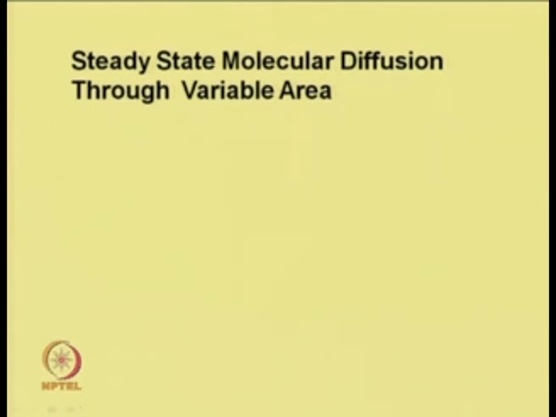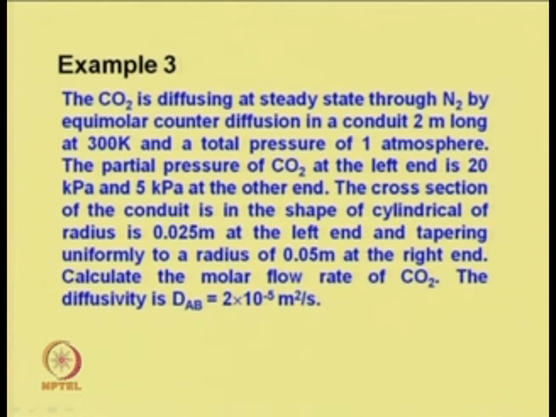Now, let us consider this example where carbon dioxide is diffusing at steady state through nitrogen by equimolar counter diffusion in a similar conduit of 2 meter length at 300 Kelvin and at 1 atmosphere pressure. The partial pressure at the left end is 20 kilopascal and 5 kilopascal at the other end. The cross section of the conduit is cylindrical, of radius 0.025 meter at one end, and at the other end the radius is 0.05 meter. We have to calculate the molar flow rate of CO2 and the diffusion coefficient is given.